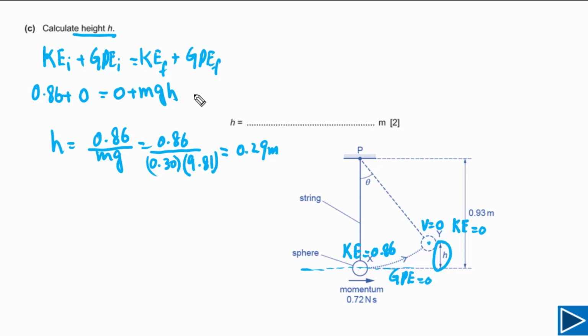This question has 2 marks, and the first mark is for writing the formula for gravitational potential energy. If you have written this step, you will get 1 mark. And the second mark is the answer mark. If you have got the right answer, you will get 2 marks.